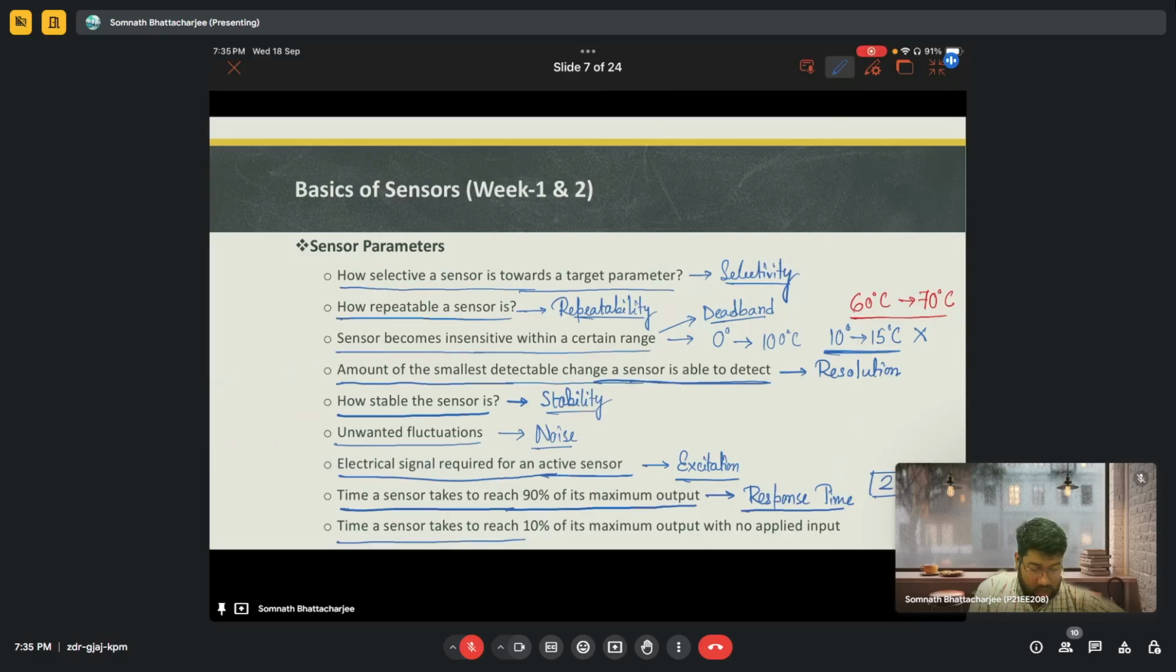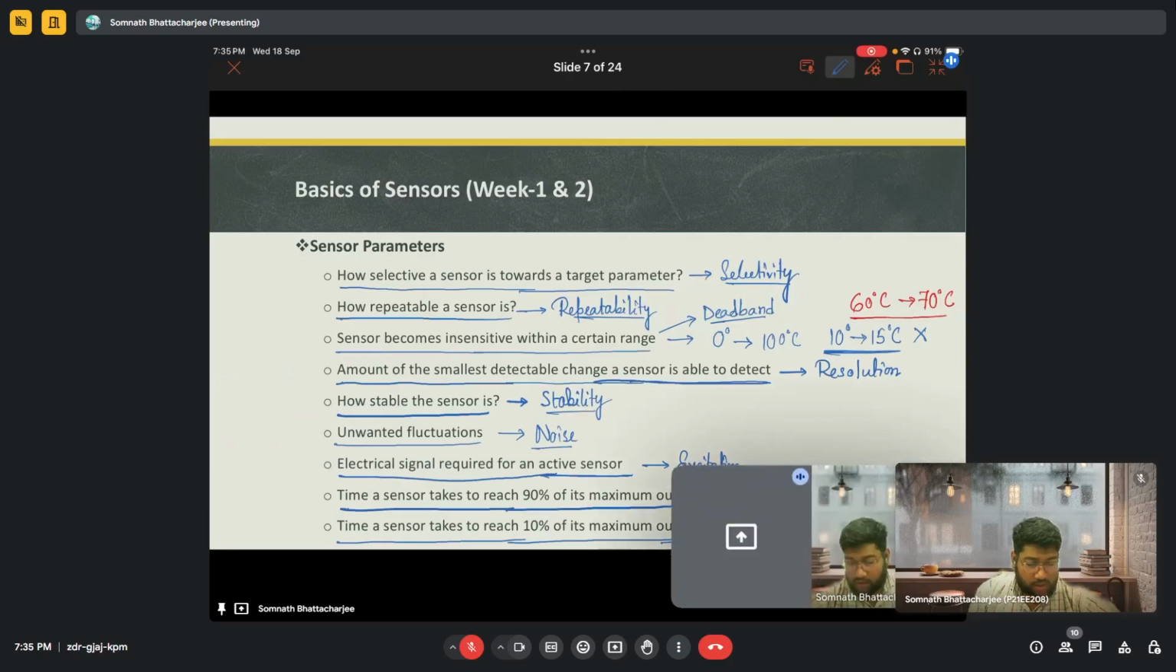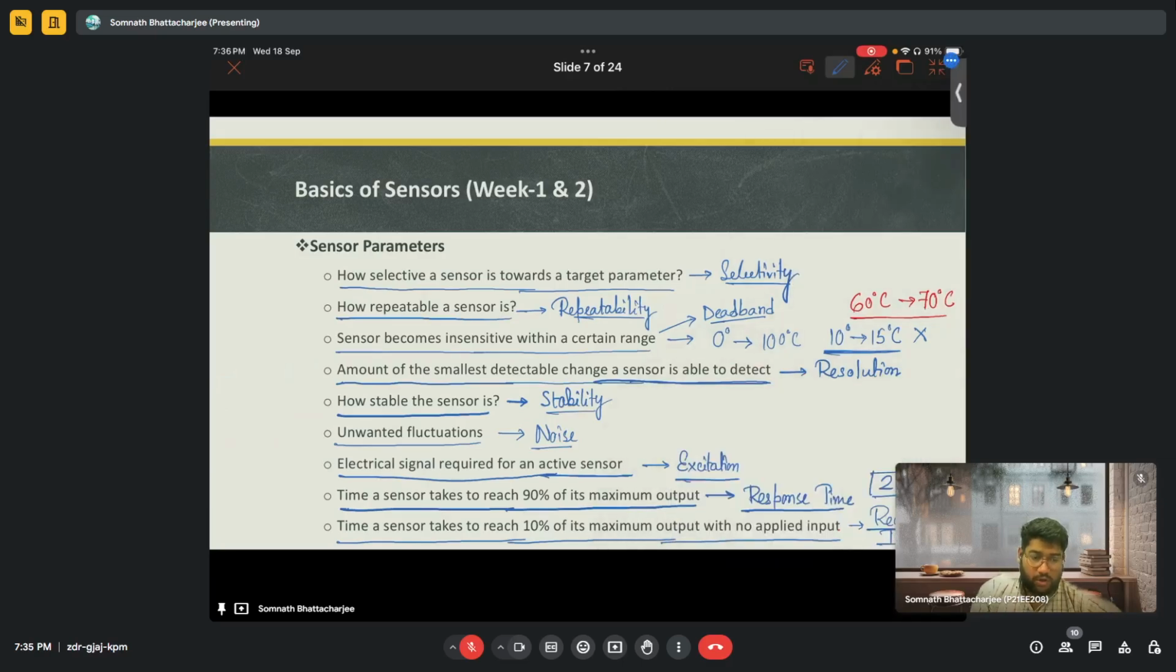The time a sensor takes to fall to 10% of its maximum output with no applied input is called the recovery time. So if you are measuring over a certain amount of time, your sensor needs a specific time to recover. You need to give your sensor a specific time to recover, and then take another reading for a different case as well. So these are the parameters.